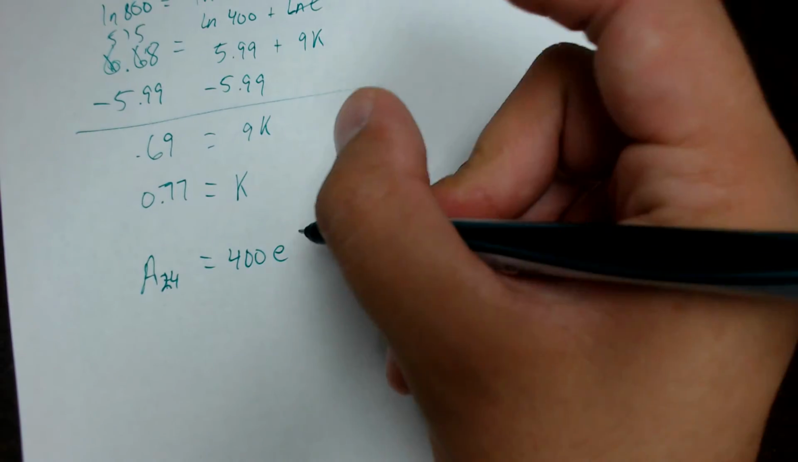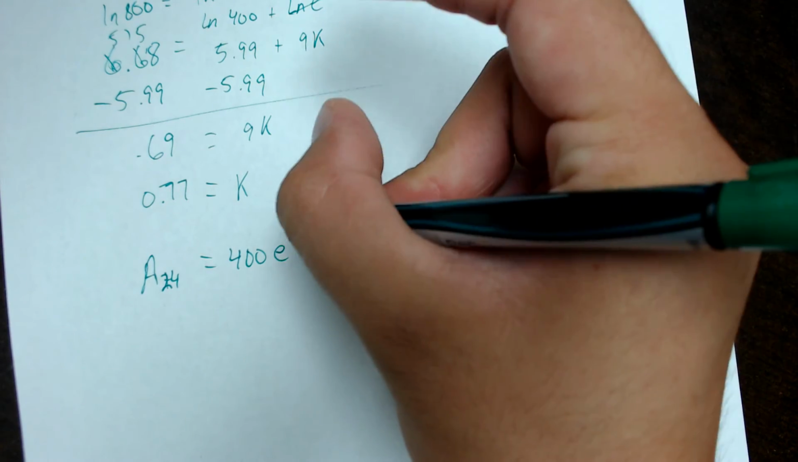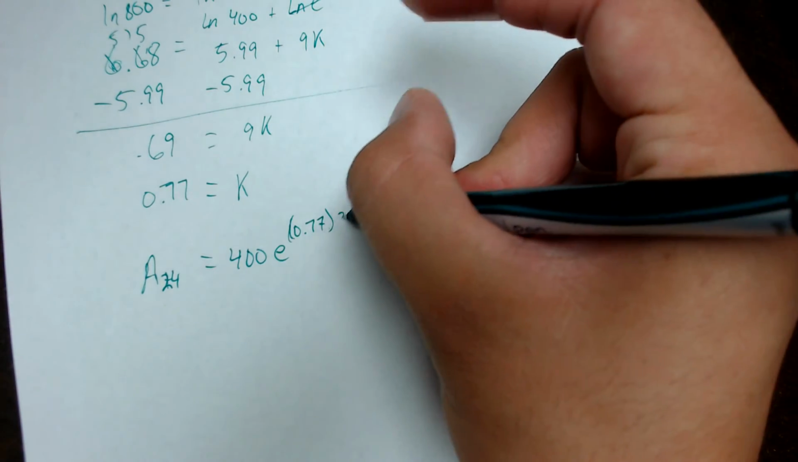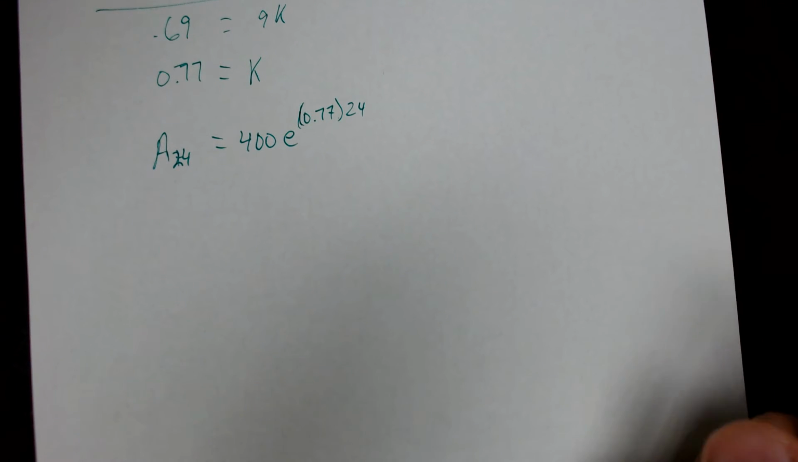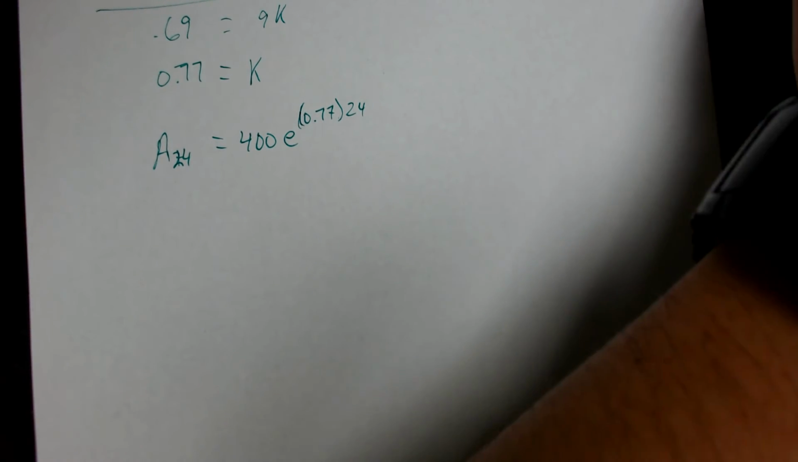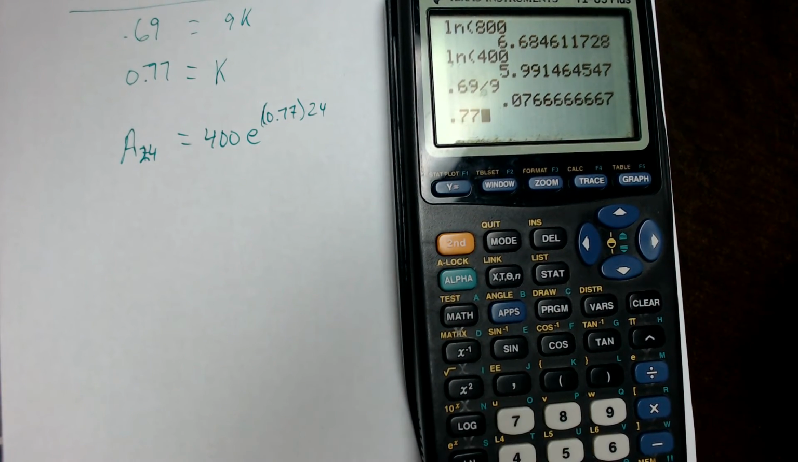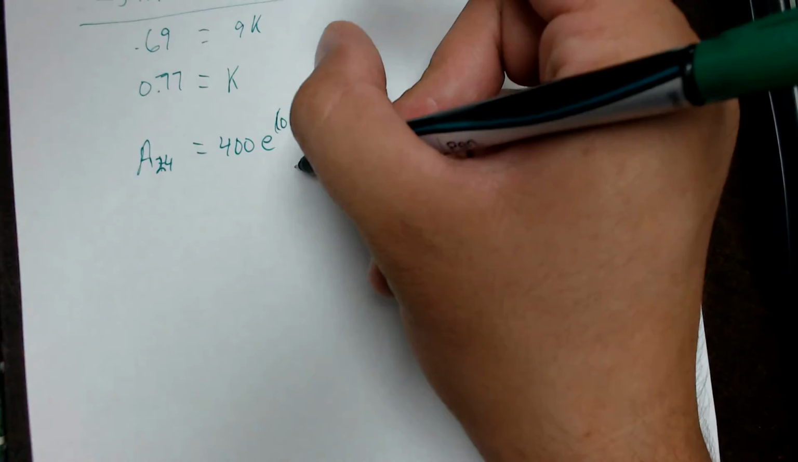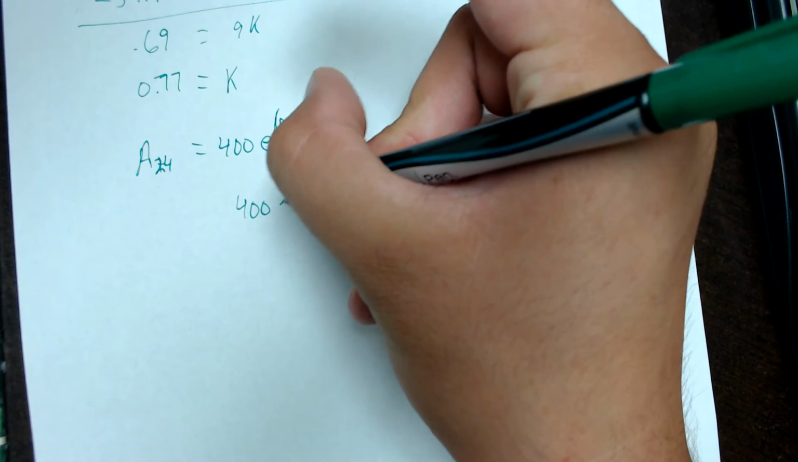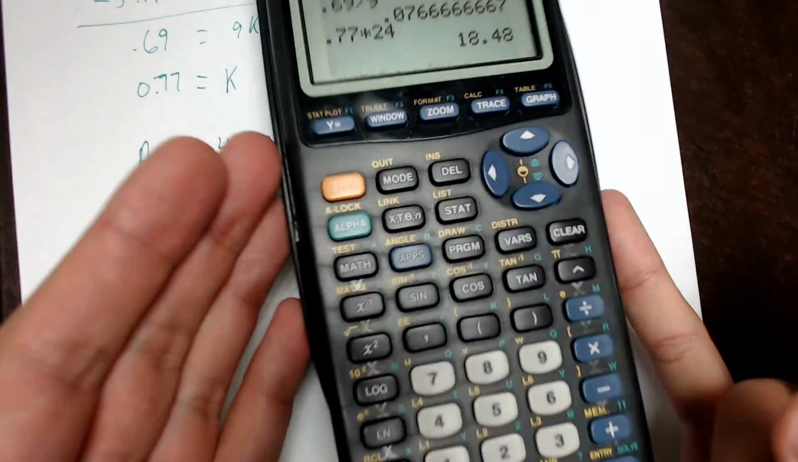E is still E because it's constant. Our k, which we now know, is 0.77. I'm putting that in parentheses. And then our time is 24. So in order to solve this, we just have to simplify the right-hand side of the equation now, and then we will know how much bacteria there was 24 hours later. So let's go to our calculator. We'll go ahead and take 0.77, multiply that by 24. So that gives me an exponent of 18.48. So now we have 400 times e to the power of 18.48. And I can do that very simply on my calculator.